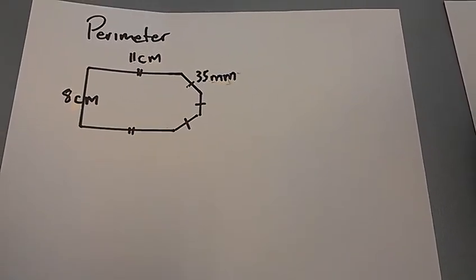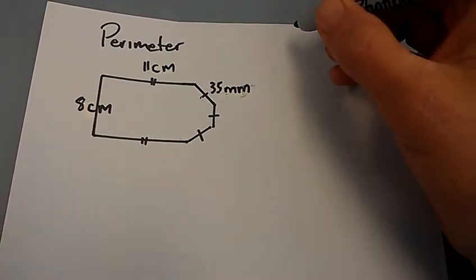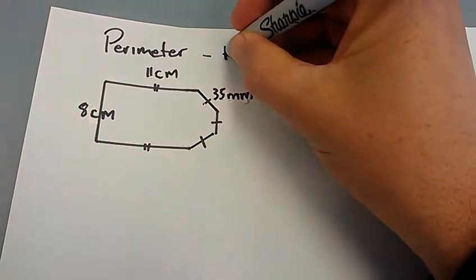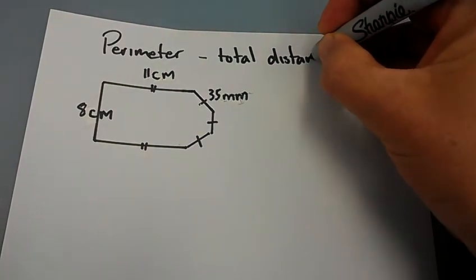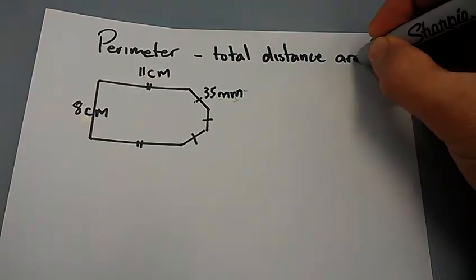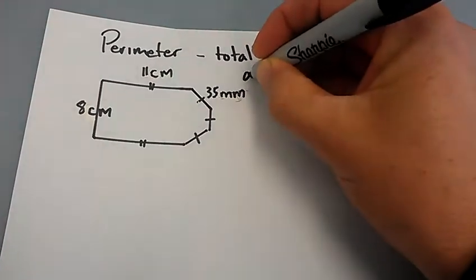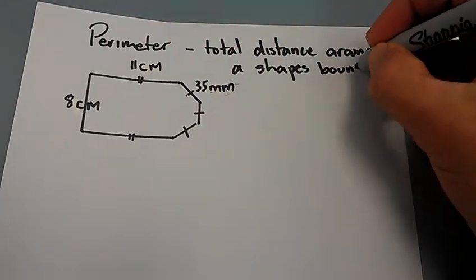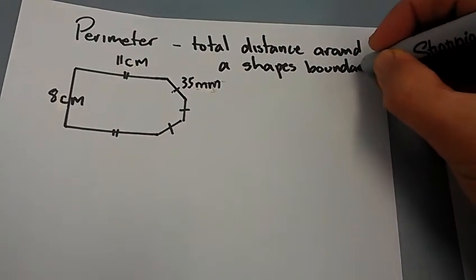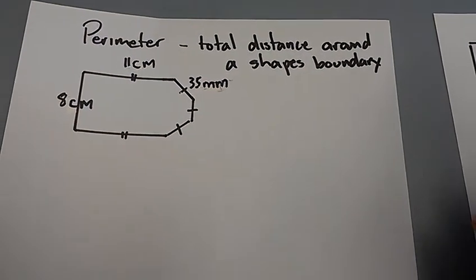Okay, the concept of perimeter is one you'll be familiar with from many years of practice. So we're talking about the total distance around a shape's boundary for the perimeter of a shape. I guess what we want to do today is start to extend it to more complex shapes.